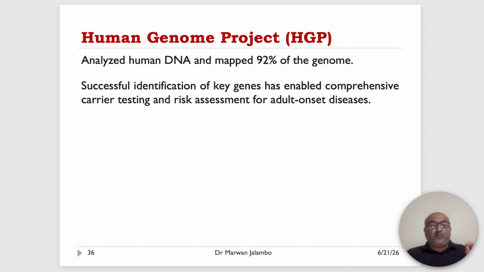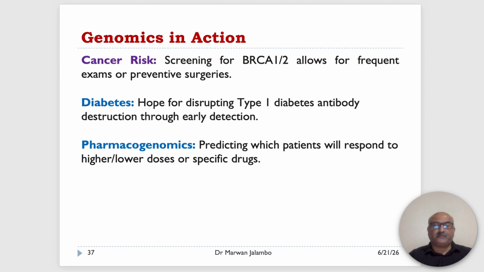The Human Genome Project successfully analyzed and mapped the vast majority of the human DNA. By reading the blueprint, scientists have been able to identify the specific locations of genes responsible for health and disease. This has moved us beyond simple Mendelian traits and into the complex world of assessing individual risk for late onset adult disease.